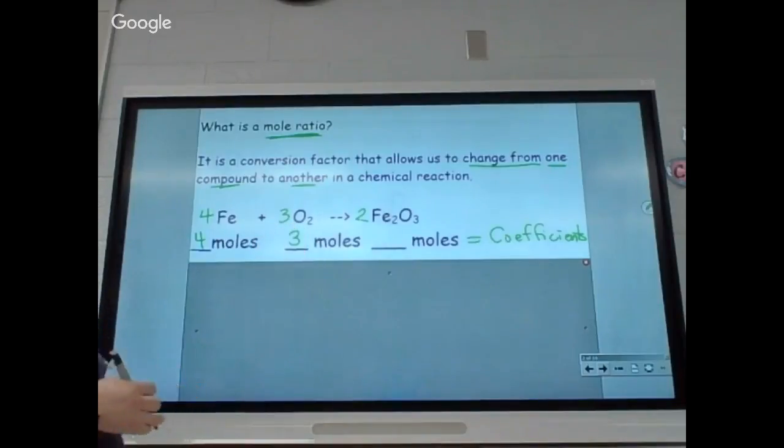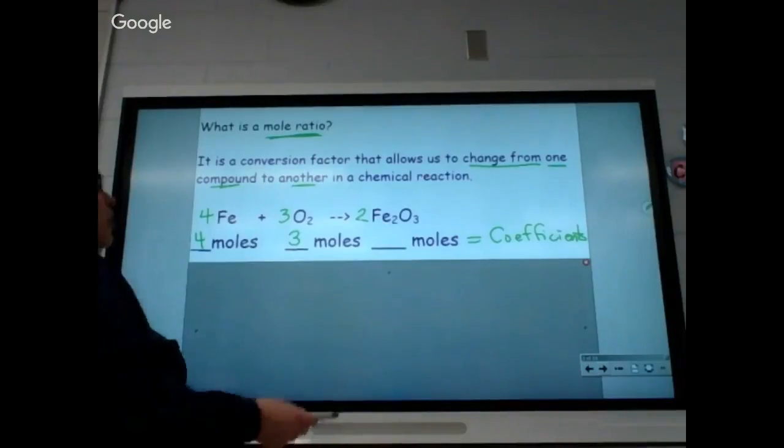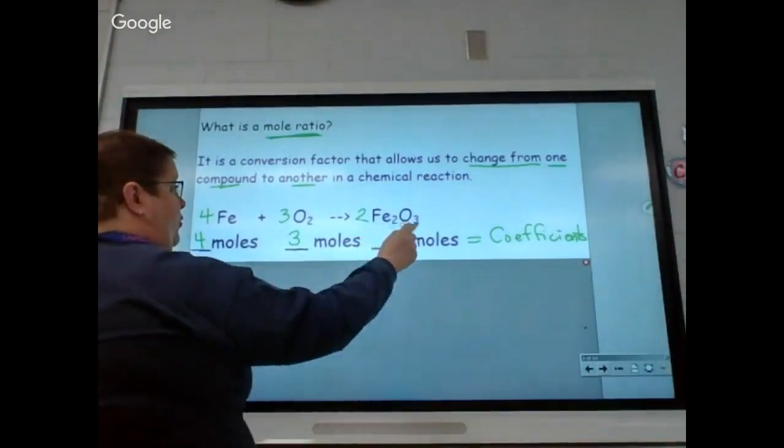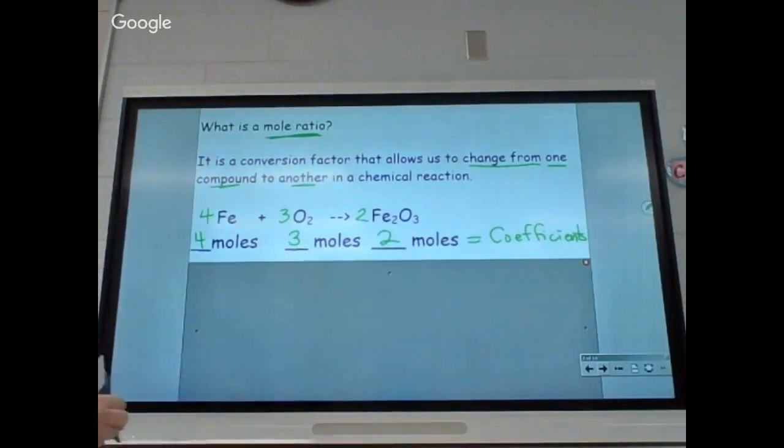3. Now, a couple people said 6 because it's tempting to say 3 times 2 and yell out 6. There aren't 6. The coefficient in front of oxygen is a what? 3. There are 3 moles of oxygen because the coefficient in front of the oxygen is a 3. Okay, we don't multiply, it's just 3. What coefficient is in front of iron(III) oxide? Then there are 2 moles of iron(III) oxide.